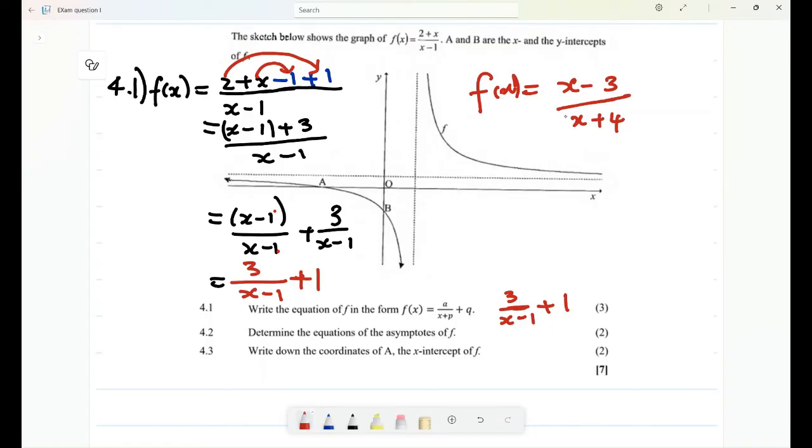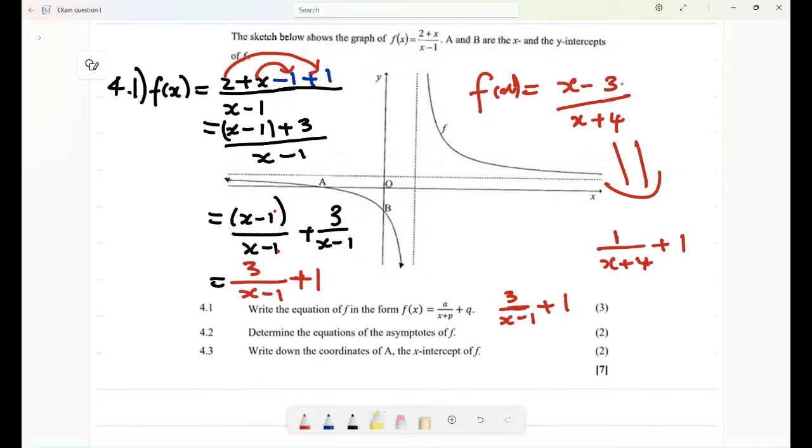Yeah, try to simplify this on your own. I don't know what the answer will be. Let me try to see. Your final answer should be more or less something like this: plus 1, x plus 4. Your answer should be more or less like this, if I'm not mistaken.